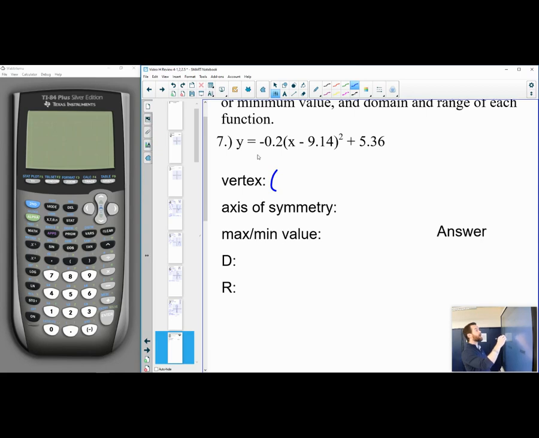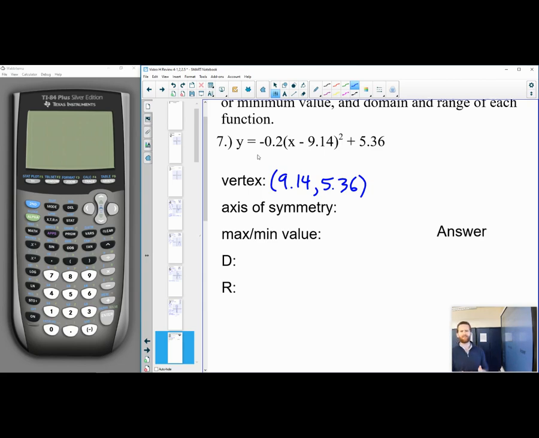But the vertex we can get pretty exactly. This is vertex form, in case I forgot to say that. So we're looking for h and k. h is a positive 9.14. Remember, always change the value of what h looks like. Since h looks negative, we pull it out as a positive. But we don't need to do that with k, so the k value is positive 5.36. There's our vertex.